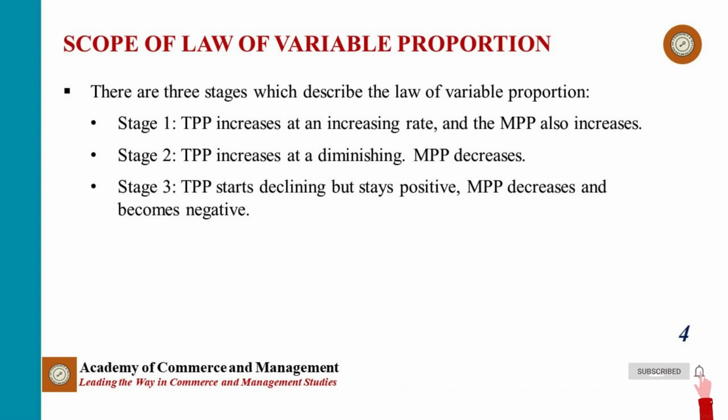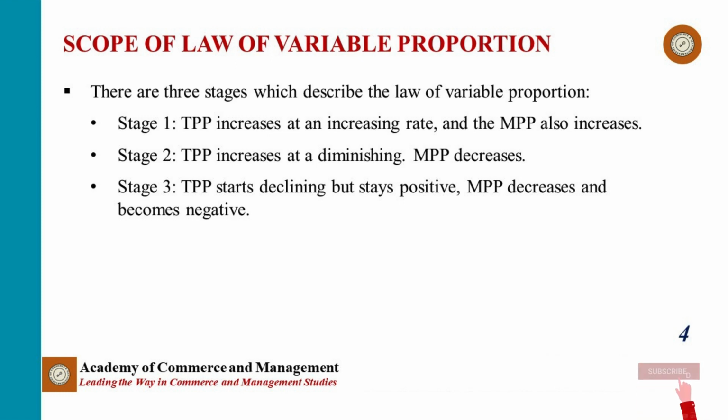Now, let us see the scope of the law of variable proportion. There are three stages, which explain the law of variable proportions. These three stages represent the position and influence of variable framework conditions and factors. These three stages of the law of variable proportion are discussed below.